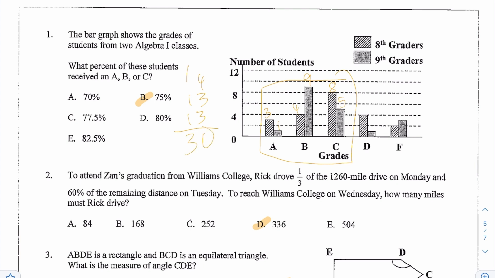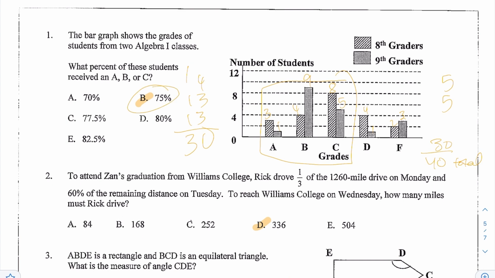You have 30 out of this 4 and 1, and then this is 2 and 3. So it's 30 out of 40. And that's equal to choice B, 75%, just part of a whole.